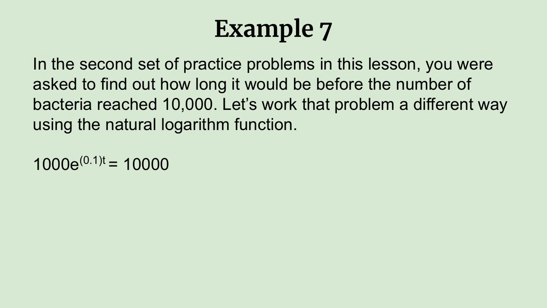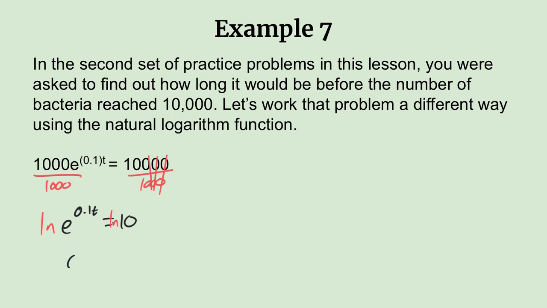So this was the second practice problem from the earlier slide. What we want to find is how long it will take to reach 10,000 hours. All we're going to do here is take the natural log of both sides. Well, actually, before we even do that, let's divide by 1,000. So then we have e to the 0.1t equals 10. Now we take the natural log of both sides, because the natural log of e is 1.